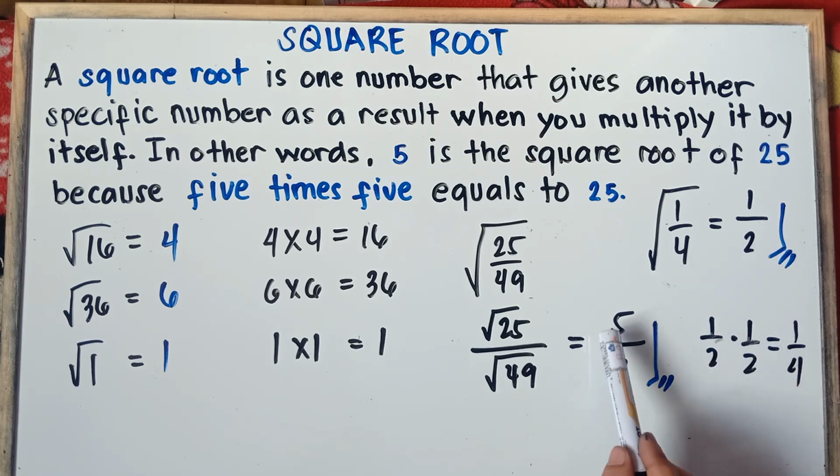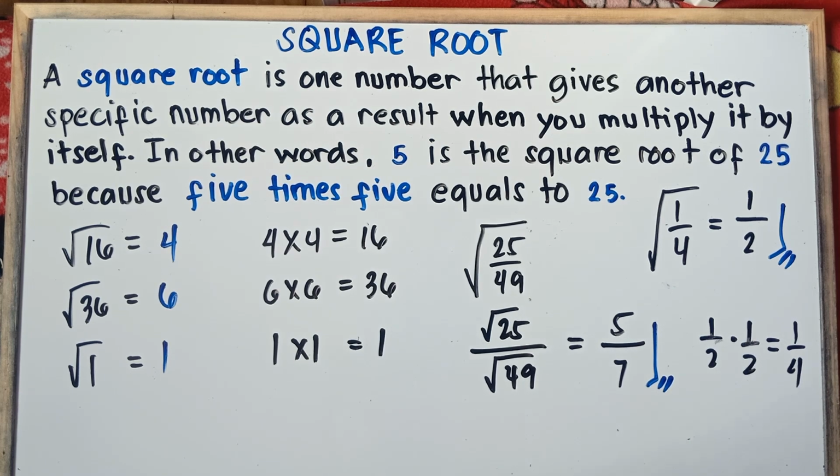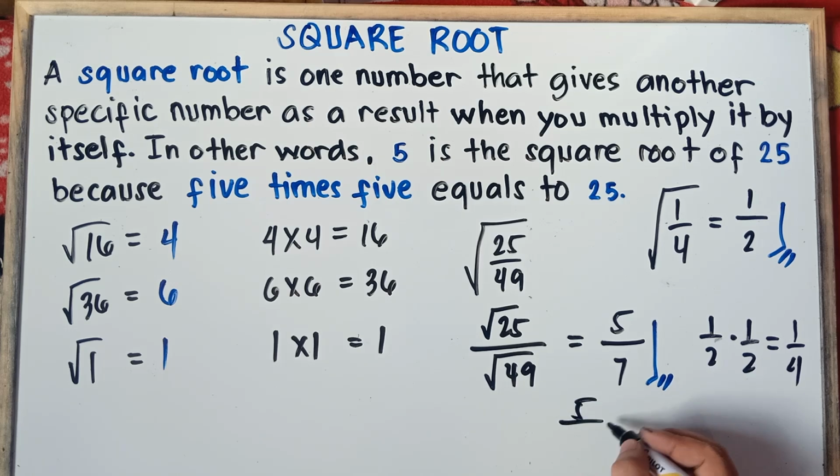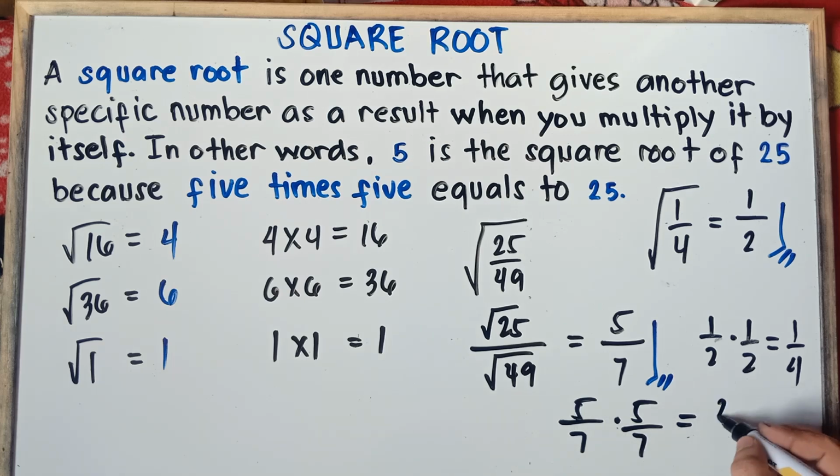Same with this one, class. If you multiply 5 over 7 by 5 over 7, multiply the numerators. Once again, multiplying fractions, class, on the rational numbers: 5 times 5 is 25, and then 7 times 7, that is 49. Therefore, the square root of 25 over 49 is 5 over 7. Alright, so if you understand the square root, class, we'll be answering this type of examples.